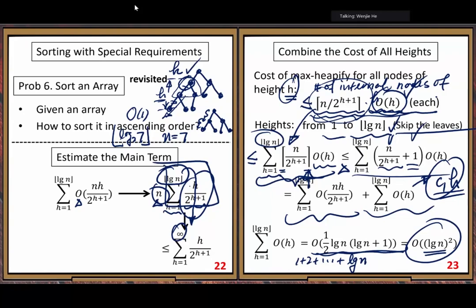After many rounds of simplification, if the upper limit is infinity, it is much easier to calculate. So next, we calculate this simplified summation.